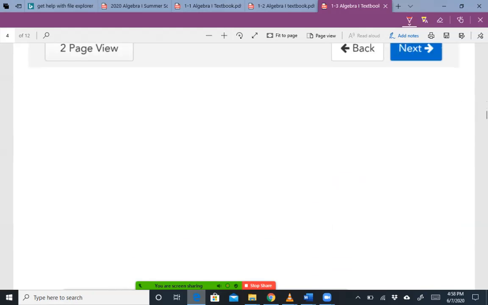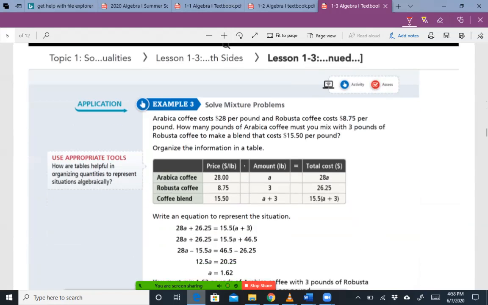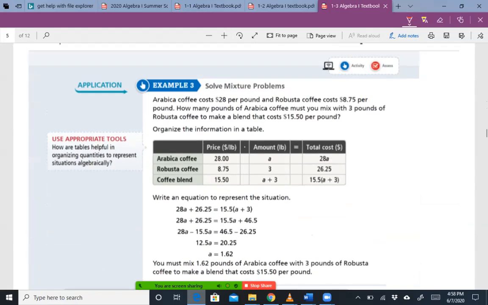Here we go. Moving on. Oh no, a word problem, but it's actually not difficult. Arabica coffee costs 28 bucks a pound, and Robusta coffee costs $8.75 a pound. How many pounds of Arabica coffee must you mix with 3 pounds of Robusta to get a blend that costs $50 per pound?